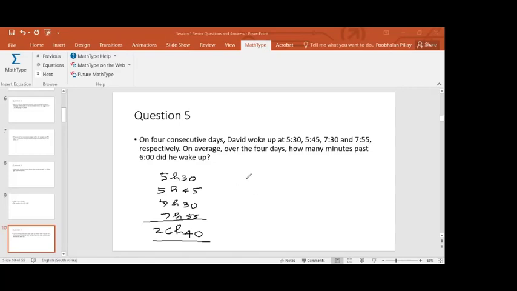And to find the average of these 4, you have to divide 26 hours 40 minutes by 4. But just remember, we're working with hours here. So 4 goes into 26 6 times. Remainder 2, you convert that to minutes, that will be 120 minutes, and add 40 to it to get 160 minutes. You divide that by 4, and you get 6:40. So this is the average time.